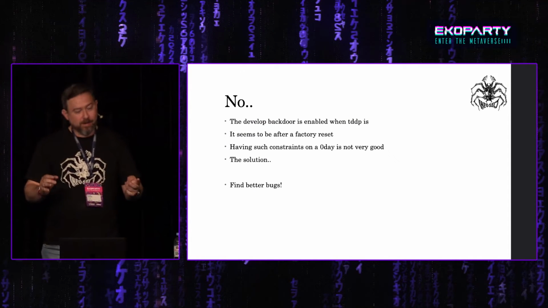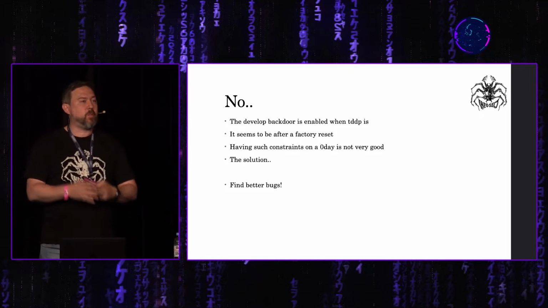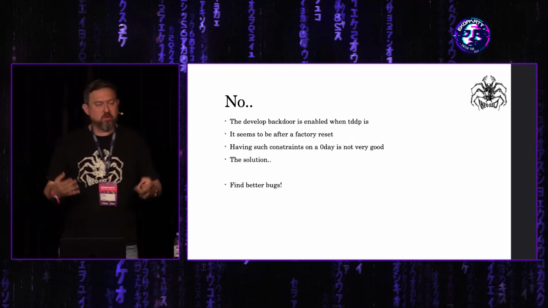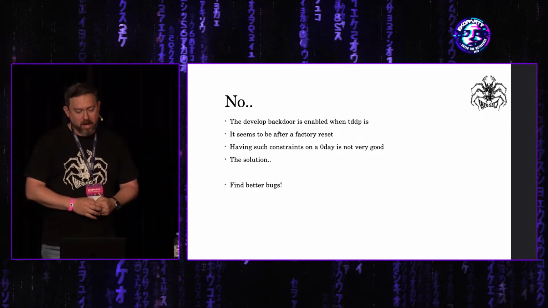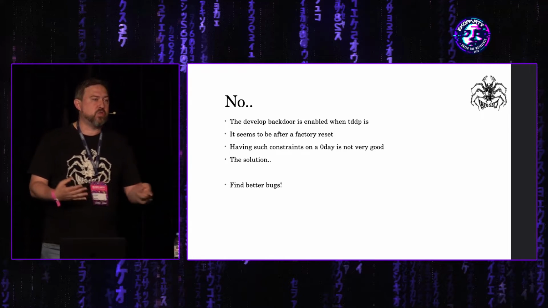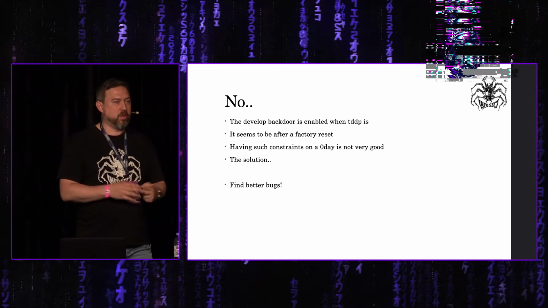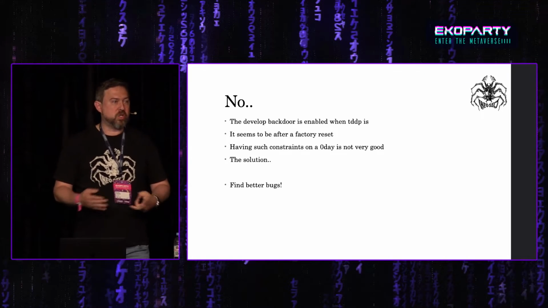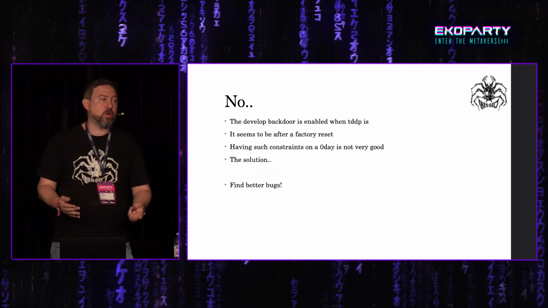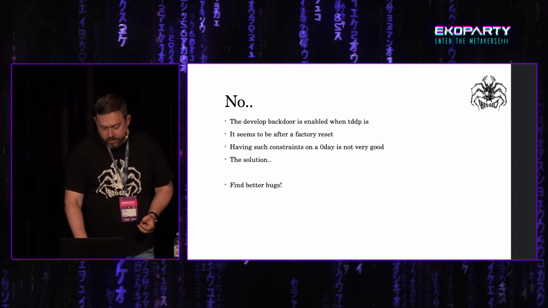But it's okay. The developer backdoor is only enabled when the TP-Link device discovery protocol is enabled, so it's not a default configuration and it's not really a major problem. Having constraints on a 0-day, where you have to have some configuration enabled, is not a good position to be in, and you certainly wouldn't be able to compete in Pwn2Own with these types of bugs. Really the solution is just to look for better bugs, look for more network services, look deeper in the network services that you have available to you. And there are better bugs in most of these devices most of the time.